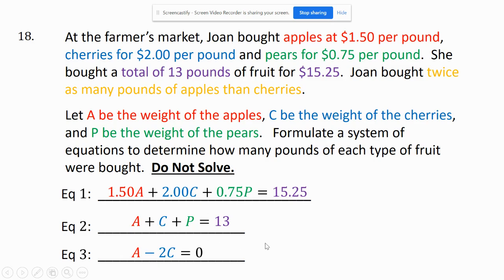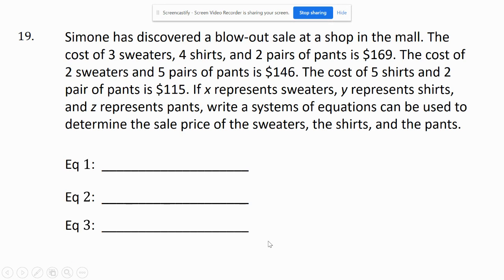Now, I went ahead and solved it. It says do not solve, so you're done with this problem really right here. But if you wanted to see what they were, here are the answers that you would get on that particular one.